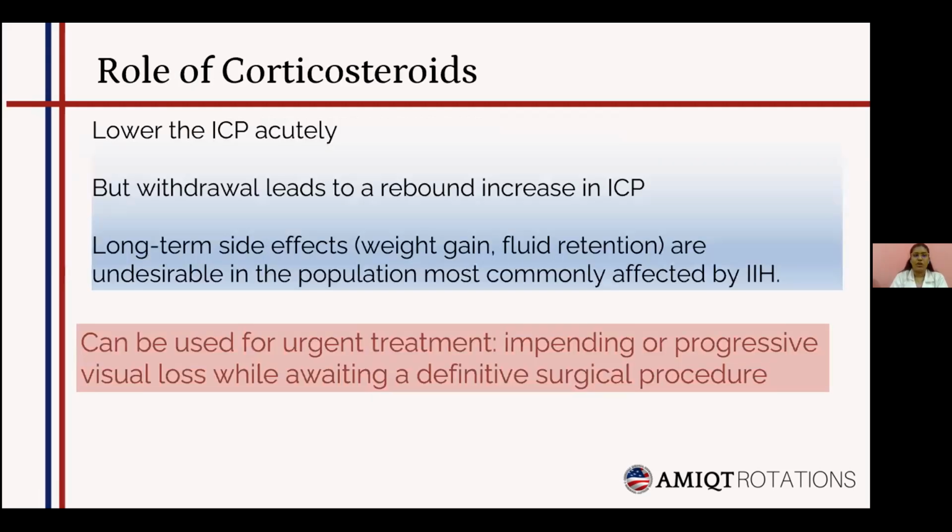And coming to the role of corticosteroids. Corticosteroids can help to lower the ICP acutely, and this can be used as an urgent treatment plan where there is an impending or progressive visual loss while awaiting a definitive surgical procedure. But the drawbacks of using a corticosteroid is that the withdrawal can lead to a rebound increase in ICP, and the long-term side effects such as weight gain and fluid retention are not desirable in patients with IIH.